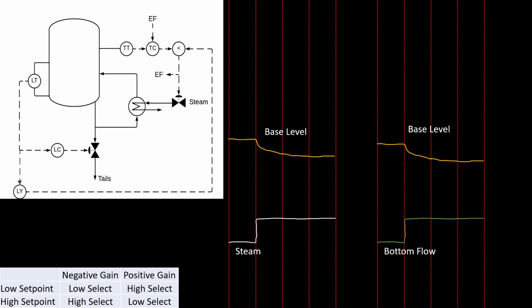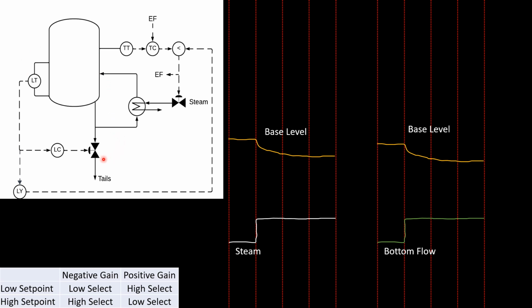In this example, we have a bottom section of a distillation column, and we know that we need to control base level and base temperature or bottom composition with a different manipulated variable. So steam is being used to control base temperature, while our tails flow or our bottoms flow is being used to control our base level.